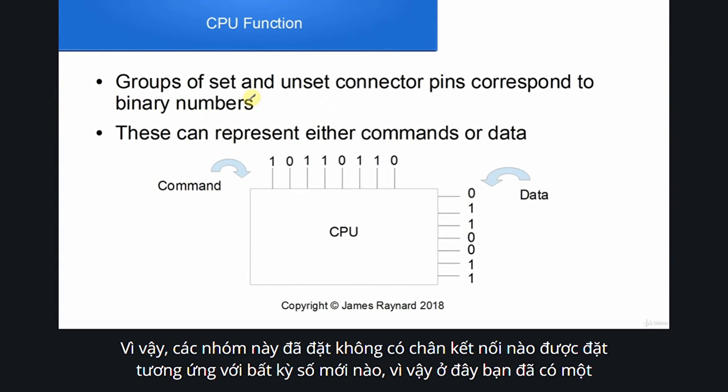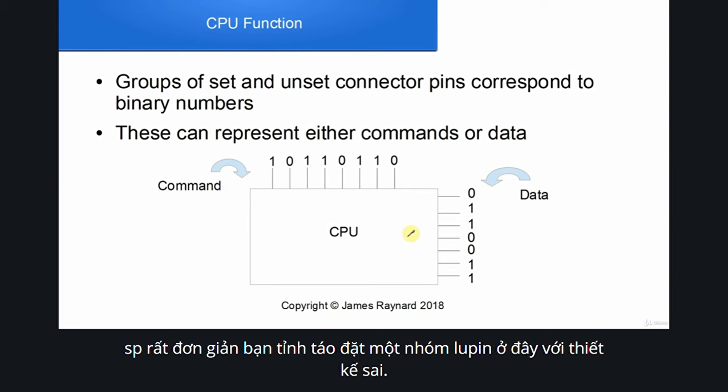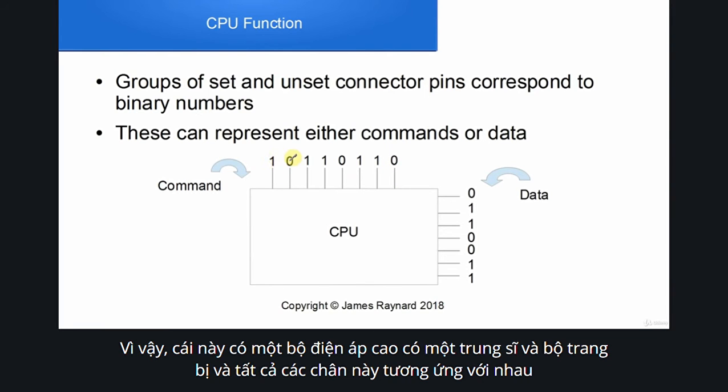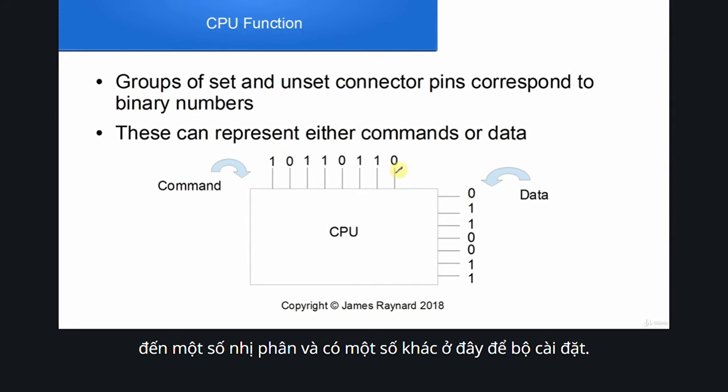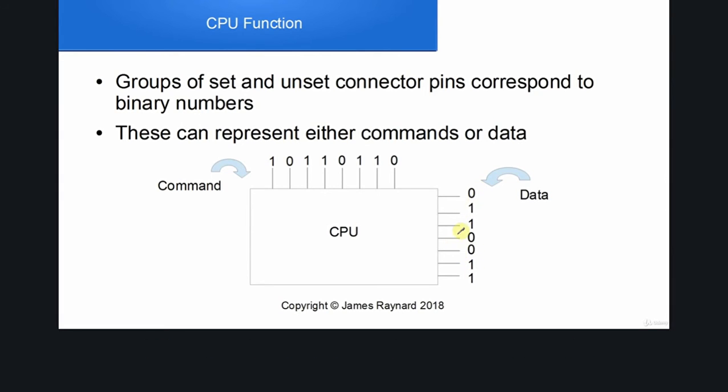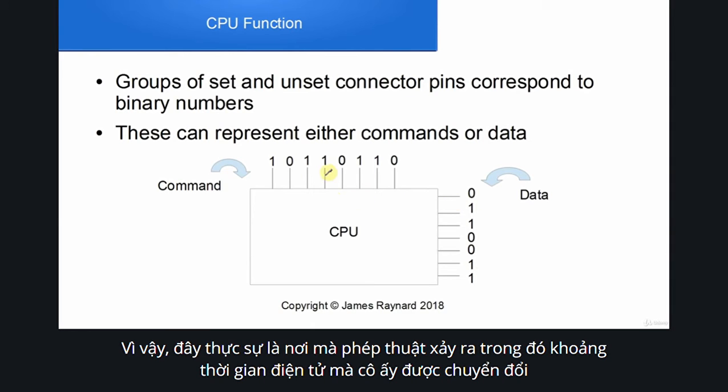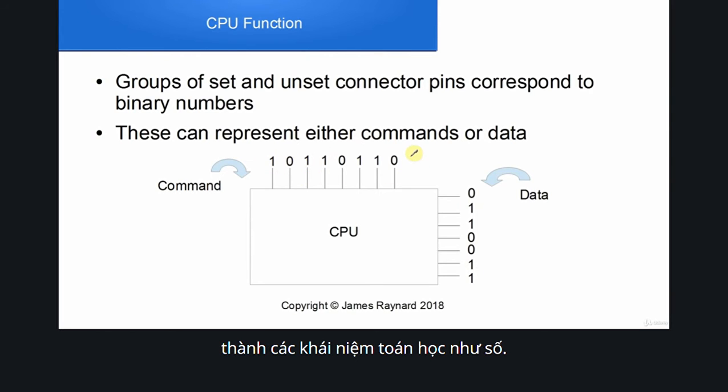So these groups of set and unset connector pins correspond to binary numbers. Here we've got a very simplistic CPU. We've got a group of pins here with voltages on. This one has a high voltage, it's set, that has a low voltage and it's unset. And all these pins together correspond to a binary number. And there's another one down here, so unset, set, set. So we have another binary number on these pins. This is really the bit where the magic happens, where the electronics and voltages get converted into mathematical concepts like numbers.